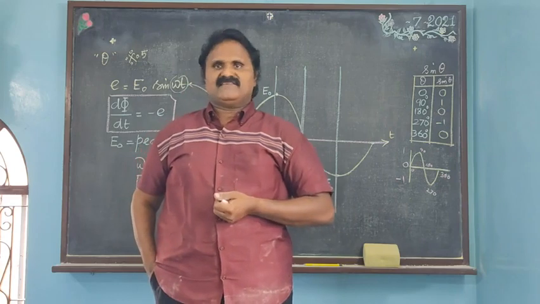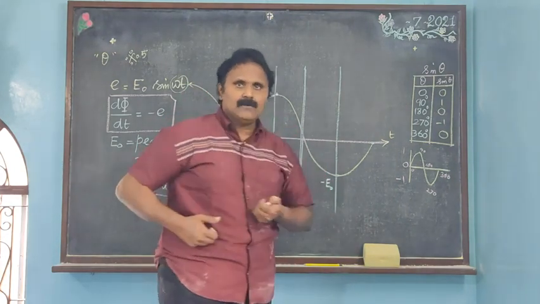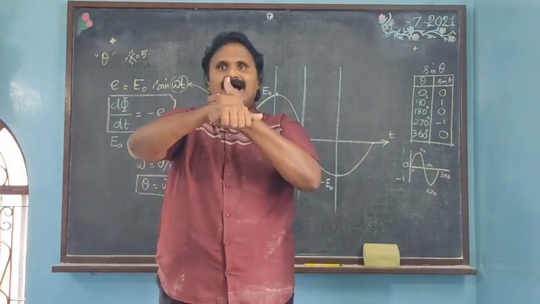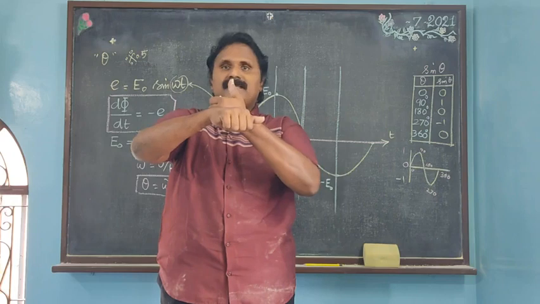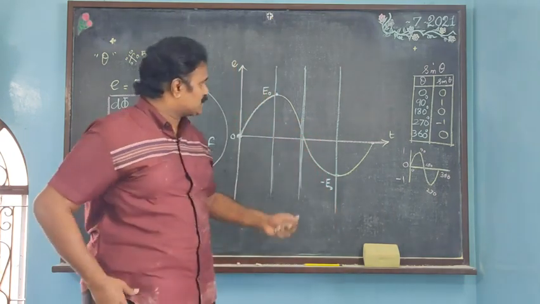Now my flux is maximum here. Now, when I am standing like this, the angle between the magnetic field and the normal drawn to the plane of the coil makes an angle of 90 degrees. I will go for the further explanation afterwards.